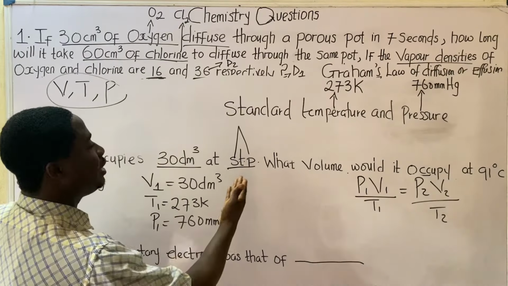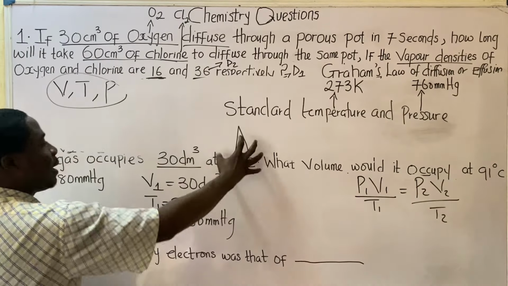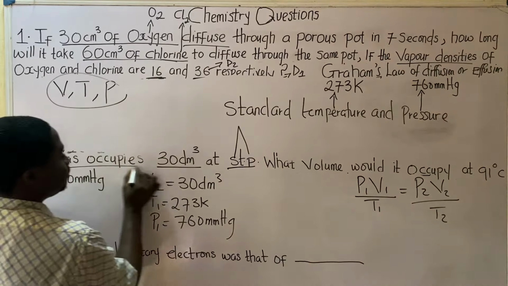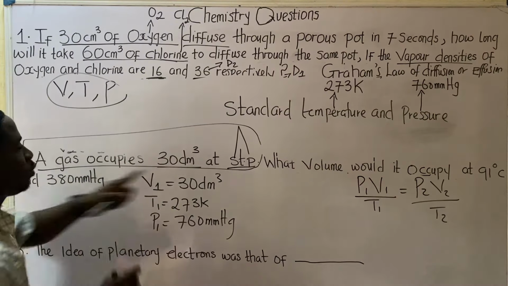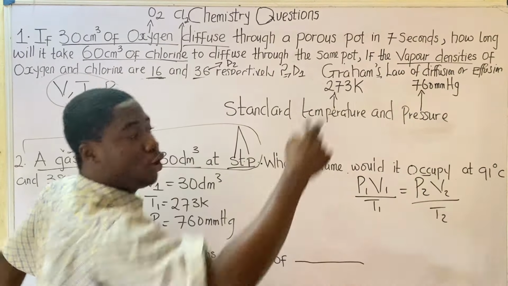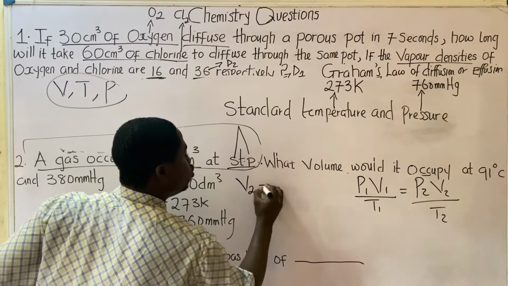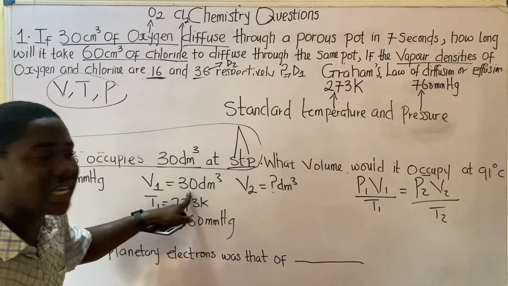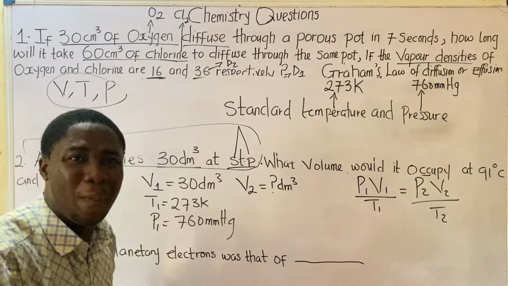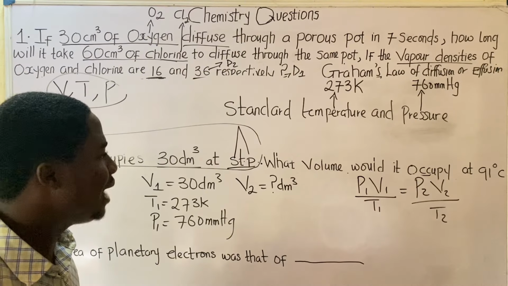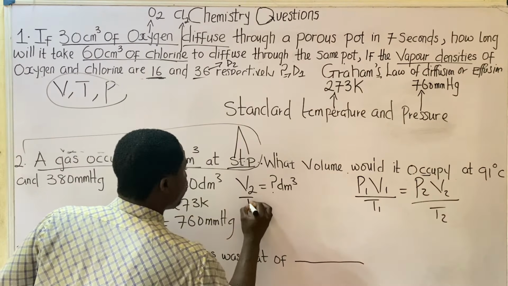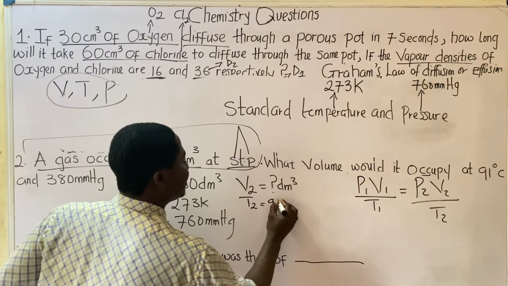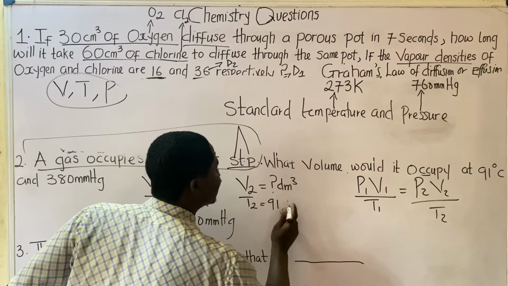We have to ask what volume, because I've interpreted the first part of the question. The other part says what volume, meaning they're asking for V2, in dm cube as well, because V1 was expressed in dm cube, would it occupy at 91 degrees Celsius. So T2, the second temperature, is 91 degrees Celsius. If you observe, it was expressed in degrees Celsius.